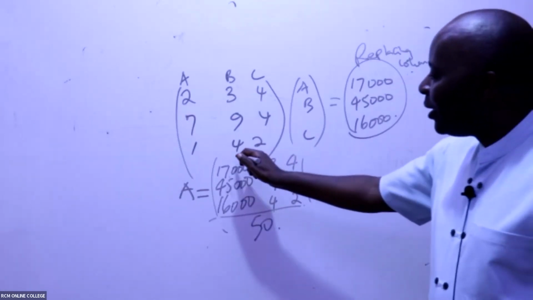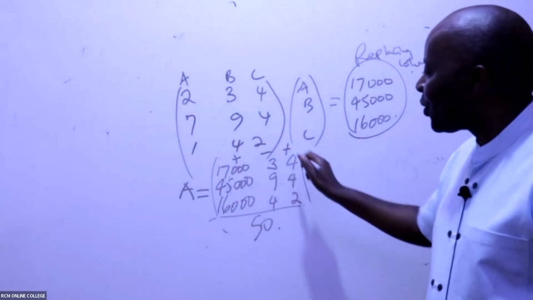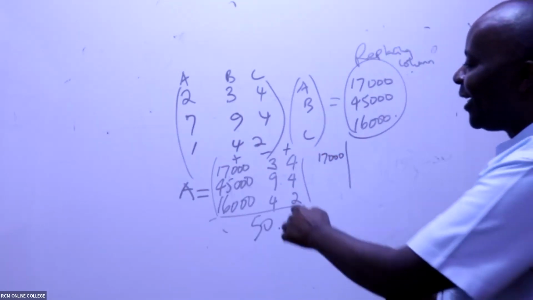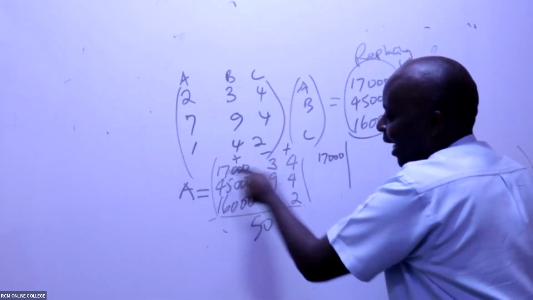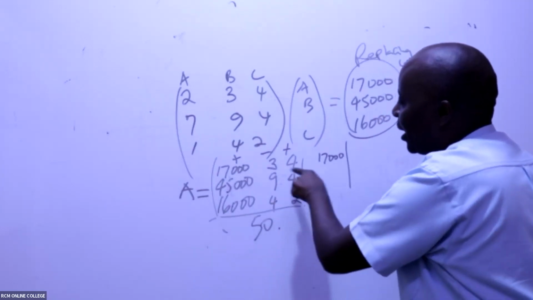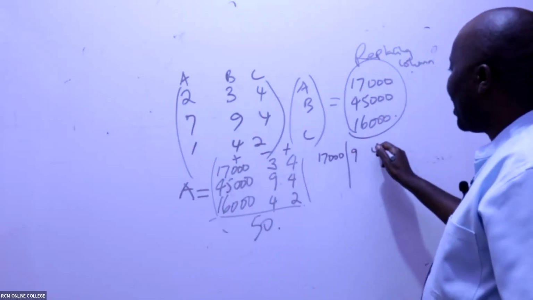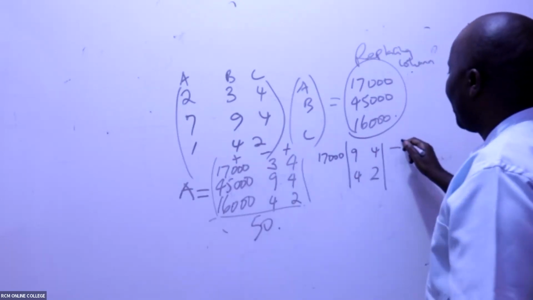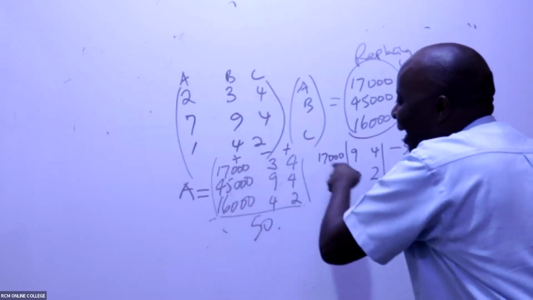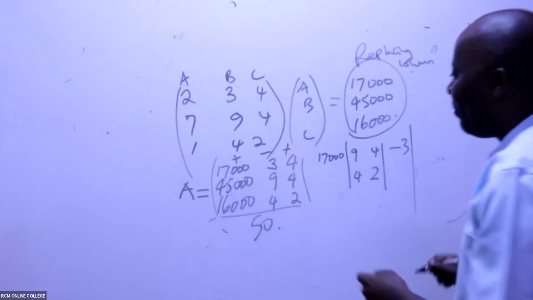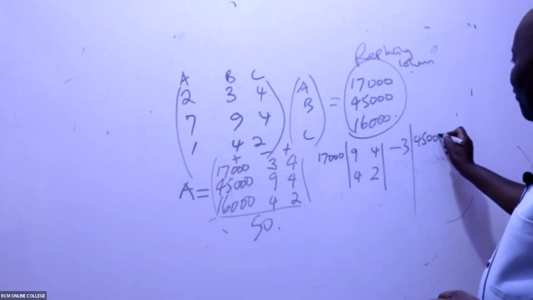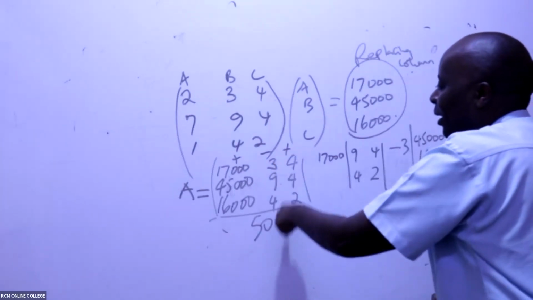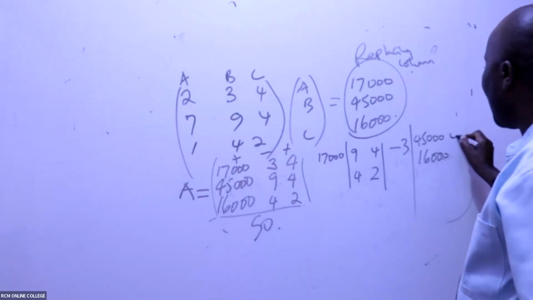Because I remember, these are 3 by 3, so plus, minus, plus. So this will be 17,000. Then we are doing our abracadabra. We are hiding that 17,000. Hide and seek. So if I hide and seek, inside here we'll have 9, 4, 4, 2, like that. Then we say minus 3, hide and seek. So I'm hiding this, I'm hiding that. I'm able to see the numbers that will be left out. 45,000, 16,000. Remember, if I'm hiding this under this, I'm left with 4, 2 there.